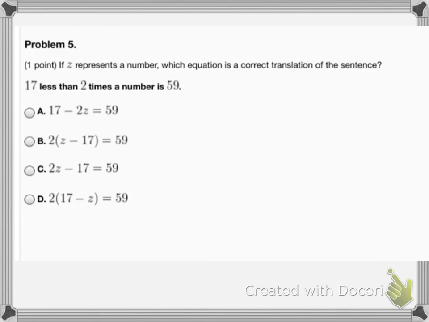Okay, so this word question is easy, but a lot of students will choose the wrong answer. So first, 2 times a number. Here you see they use letter Z for the number. So this is 2 times Z. So now let me rewrite the sentence.